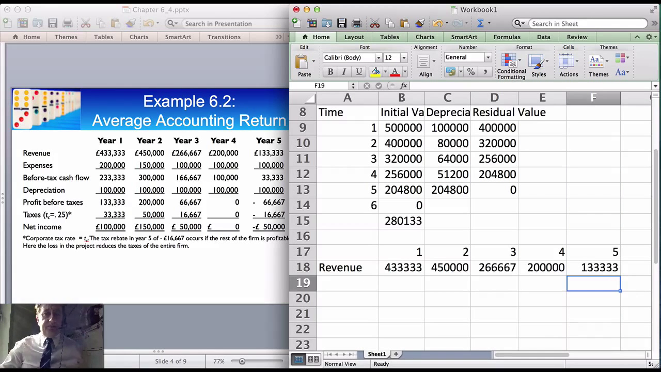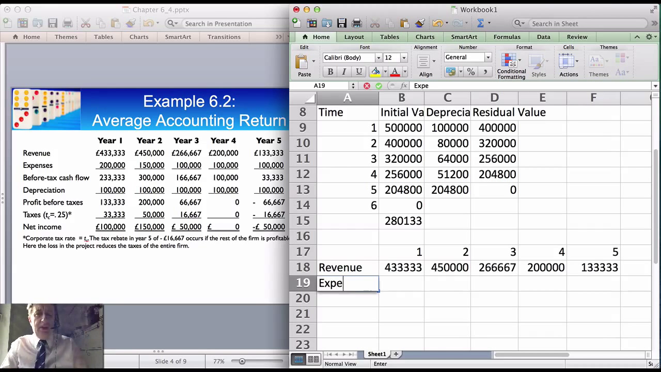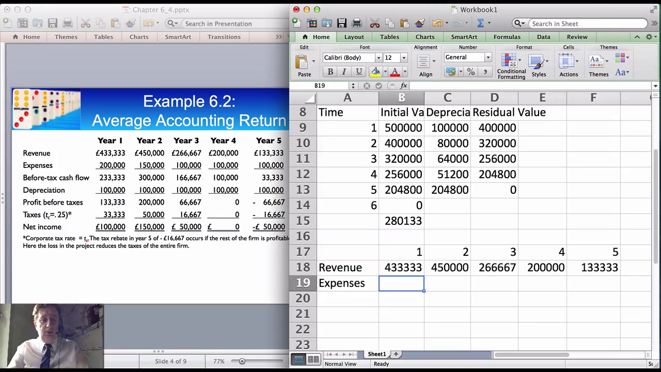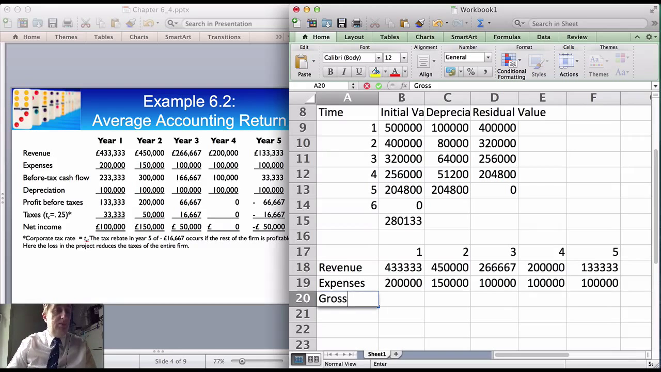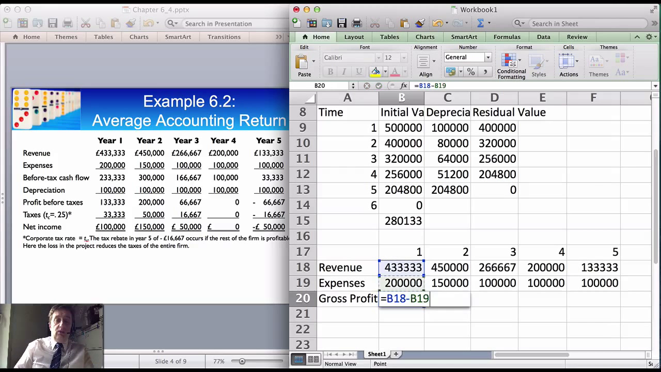So that's our revenue, and our expenses will be the same. So it's 200, 150, 100, 100, 100. And so I've got before-tax cash flow. I'm going to just put gross profit here. Gross profit is the same because we're not changing anything.